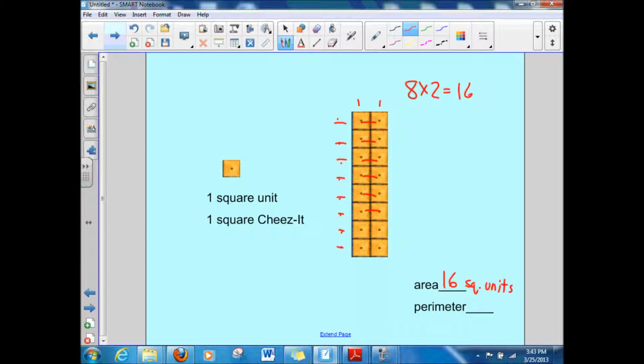We can say 16 square Cheez-Its if we wanted to. We're going to use the word units this time. We're kind of interchanging those. We could also say inch because we know that the Cheez-It is a square inch.